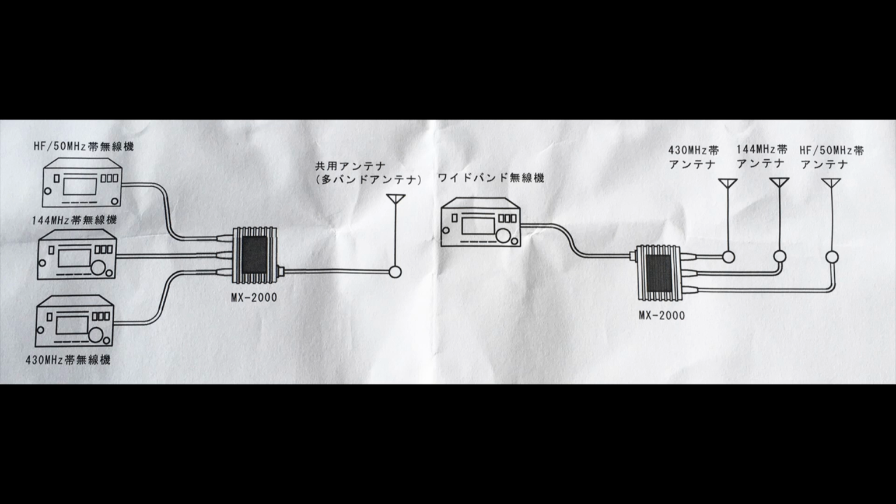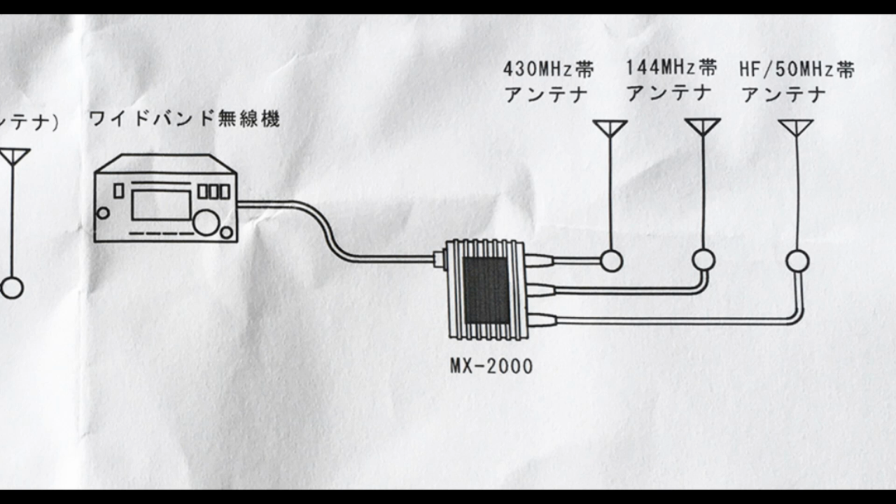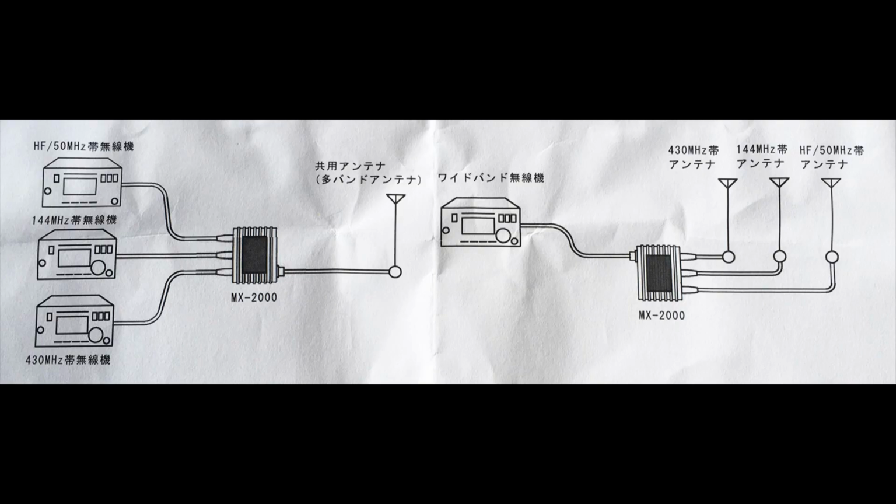On the right, you've got one radio going into the triplexer, which then goes to three separate aerials. So it is a bi-directional device, if you like. You can use it either way. I've got it the way it is on the left, three separate radios.